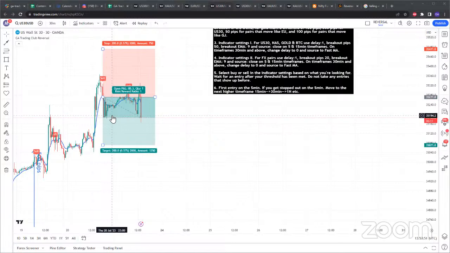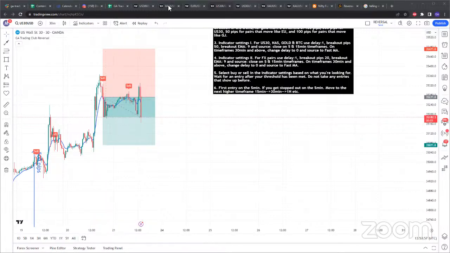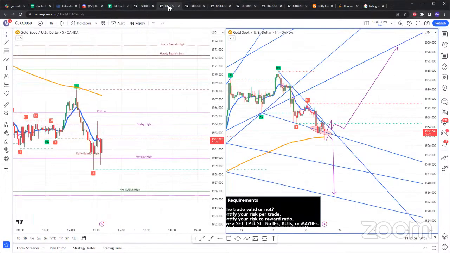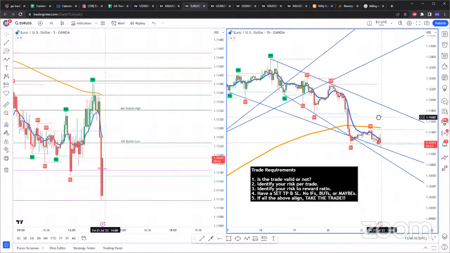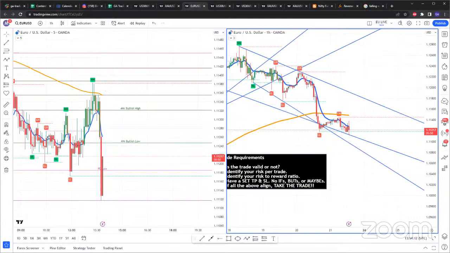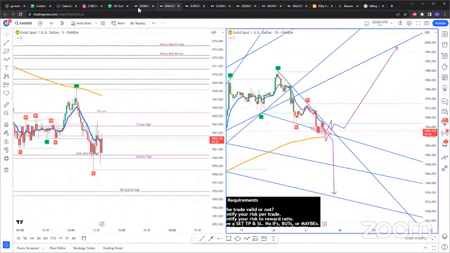I think I'd mentioned two trades. There was a trade on US 30, a reversal on US 30, and I think, did I mention something about gold? I forget. I mentioned two possible trades. Maybe it was EU. No. I forget what the other trade was. I think the other trade was possibly gold.